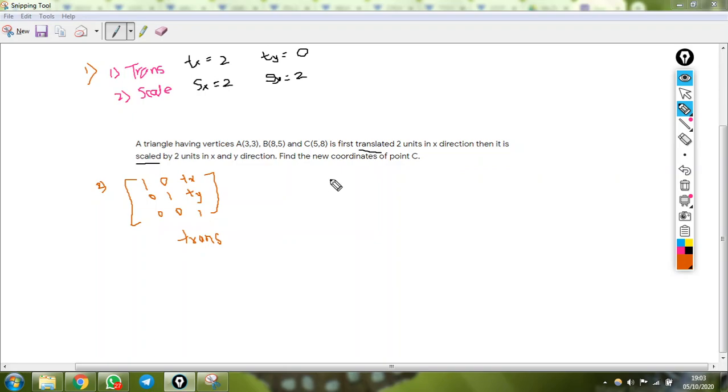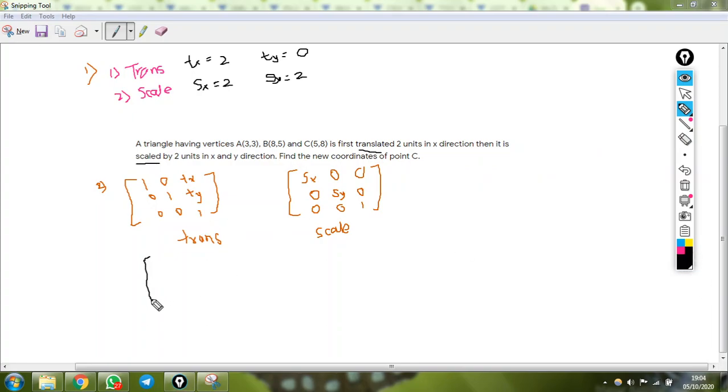And what is the matrix for scaling? For scaling we have sx 0 0, 0 sy 0, and in the homogeneous coordinate system 0 0 1. This thing we have for the scaling. Now we'll put the values as per the given data.